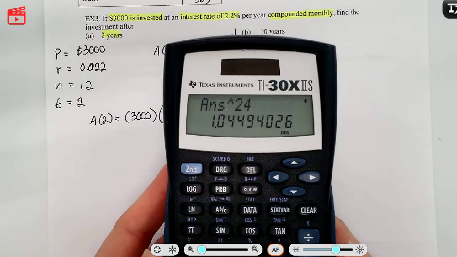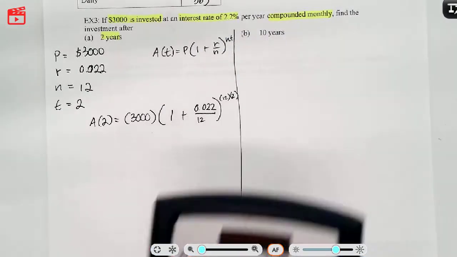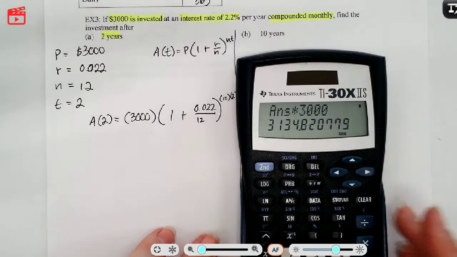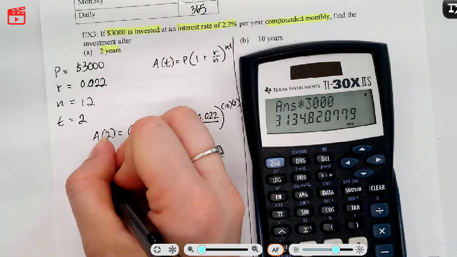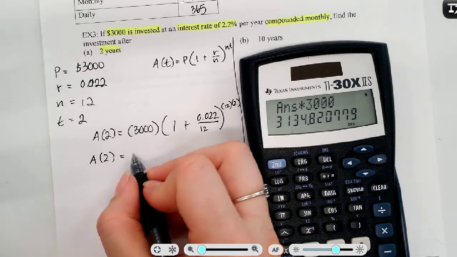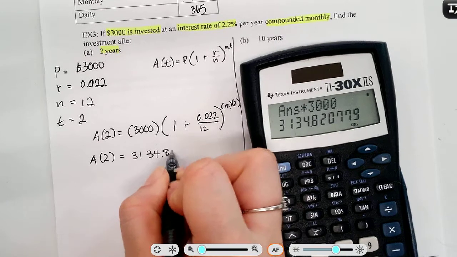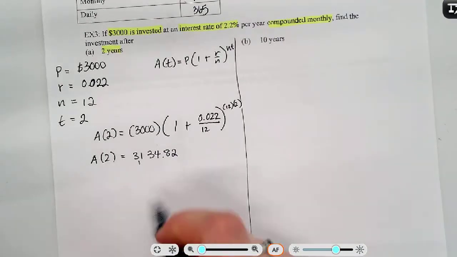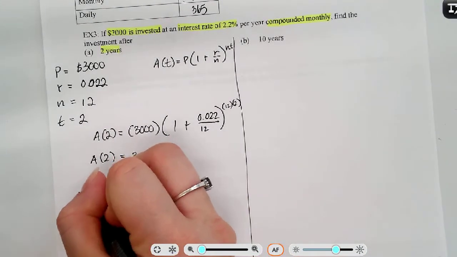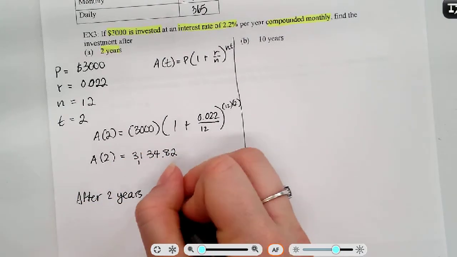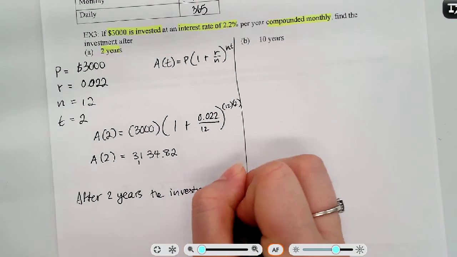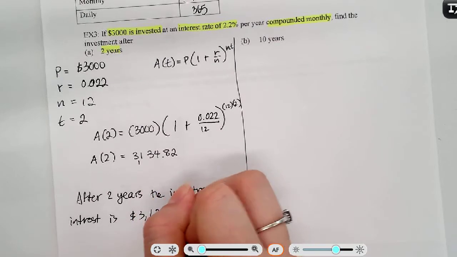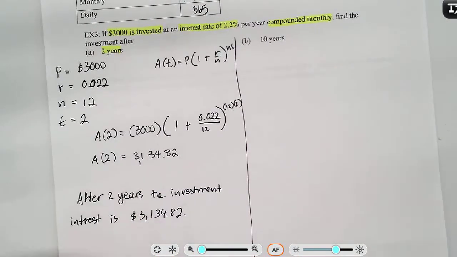Okay, and this is the answer I get. Finally, I'm multiplying that by 3,000. And there we go. That is going to be the amount earned there. And in terms of cents, I'll go 2 decimals over. And there we go. This is the investment earned after 2 years, 3,134. So, after 2 years, the investment interest is $3,134.82.